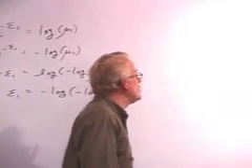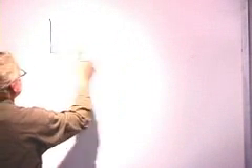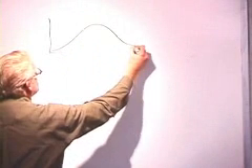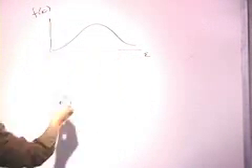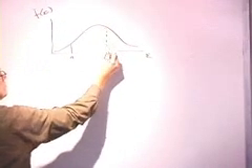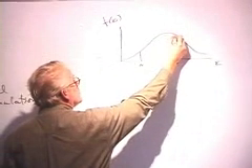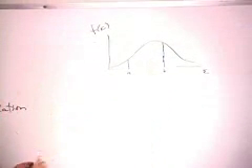Now, what happens if we have a truncated density? What if we want to draw from some density, but we only want to draw within a certain range? So we want to draw within this part of the density, not the whole thing.